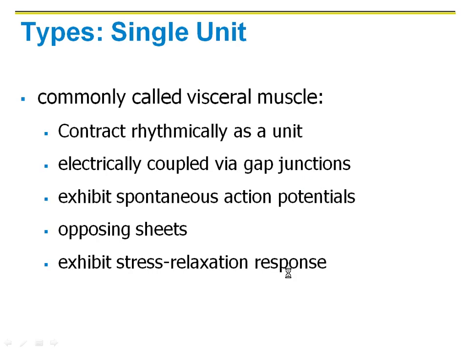And the last bit about smooth muscle is single unit versus multi-unit. Single unit smooth muscle is the traditional smooth muscle. Sometimes it's called visceral muscle as well. It contracts as a unit. They have gap junctions. Stretch them and they'll generate their own action potential. They occur in big sheets. That's all single unit.